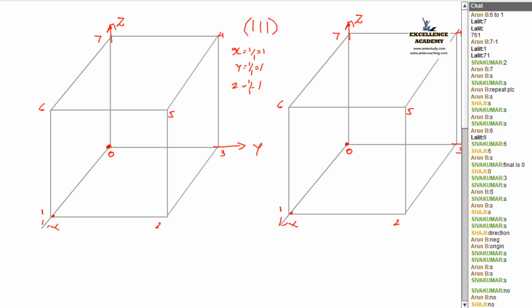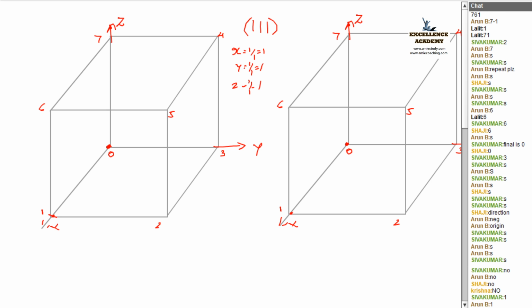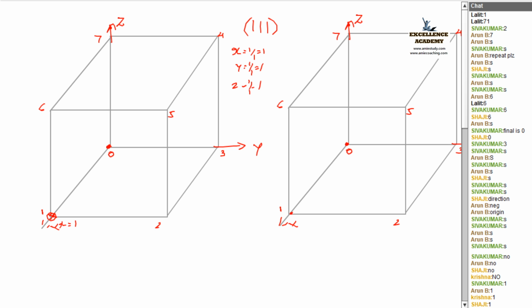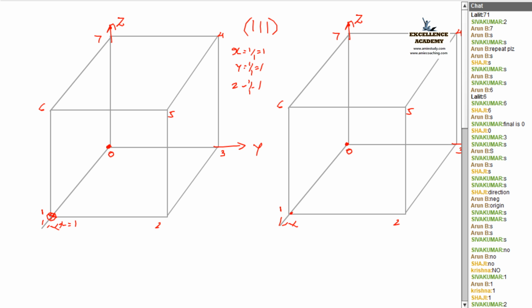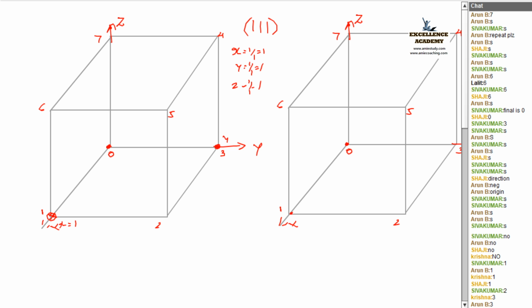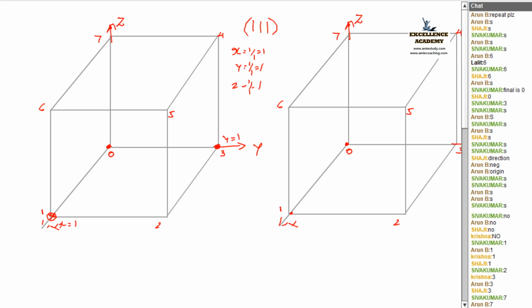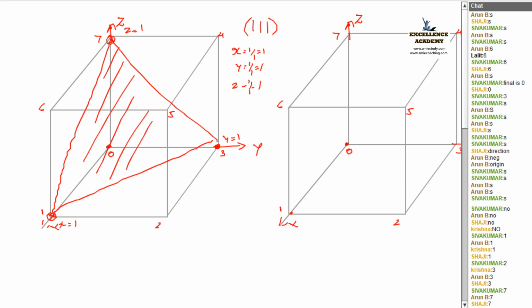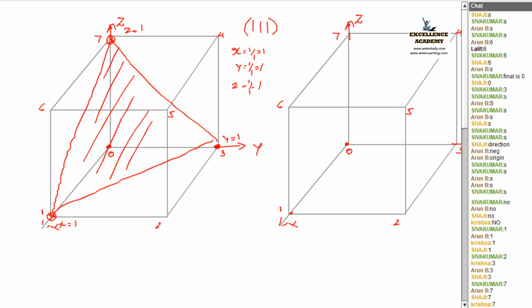Okay. Now I am moving to x is equal to 1. Where is the point x is equal to 1? Yeah, 1 itself, right? So this is the point x is equal to 1. Y is equal to 1 means this point, isn't it? Z is equal to 1. Yes, 7. This is my point. Join all these points by means of straight line. This is the Miller indices for plane. This is a triangular one, right? Is this clear?